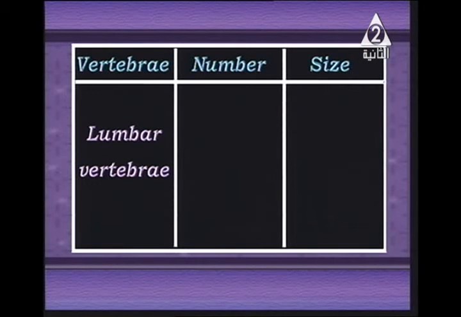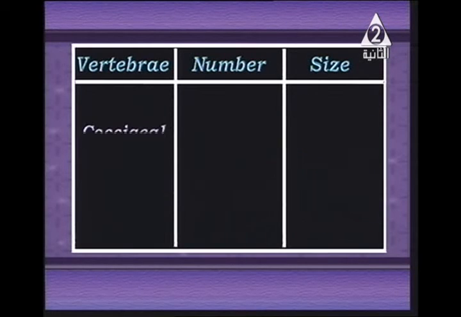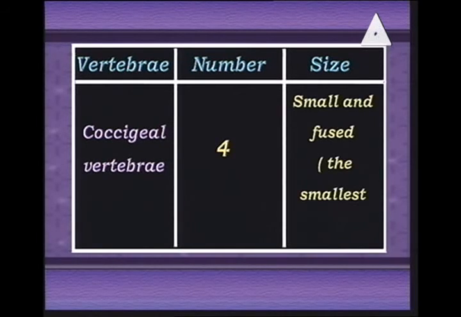The third type that we have is the lumbar vertebrae. Lumbar means they face the abdomen, the important organs inside your body. They are 5 lumbar vertebrae, and they are the largest, the biggest vertebrae, and they support the abdomen, I mean the important organs inside your body. The last vertebrae are called coccygeal. They are 4 vertebrae, very small and fused together.